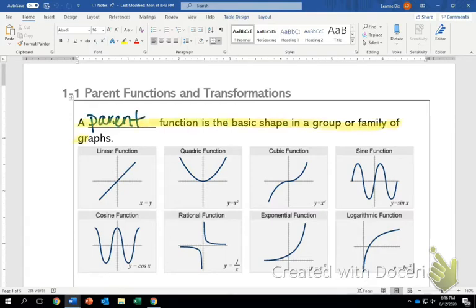A parent function is a basic shape in a group or family of graphs, which is why it's called a parent function. So if we look below, we have a linear function. A linear function is basically a line, okay? Pretty obvious. A quadratic function is basically a U. And we can go on to the other functions, and we'll look at a couple more in a second.